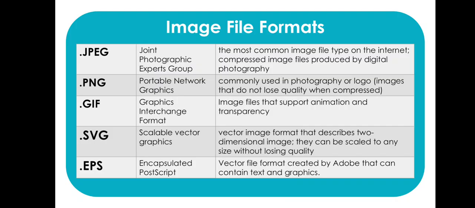So these image files support animation and transparency. And then we have .svg or the scalable vector graphics, vector image format that describes two-dimensional image. They can be scaled to any size without losing quality. And the last one is .eps or encapsulated postscript, vector file format created by Adobe that can contain text and graphics. These are the most common image file format.